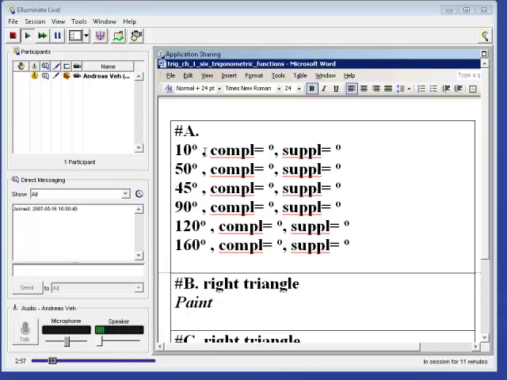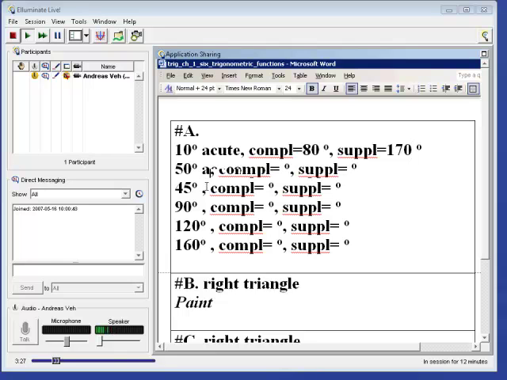So 10 degrees, that's obviously acute, and I'm not going to redraw them. You can easily redraw them yourself. Complement angle is the one that complements it to 90 degrees. So I subtract 10 from 90, I come up with 80 degrees. Supplement is the angle that supplements it to 180 degrees, so I subtract 10 from 180, which is 170 degrees.